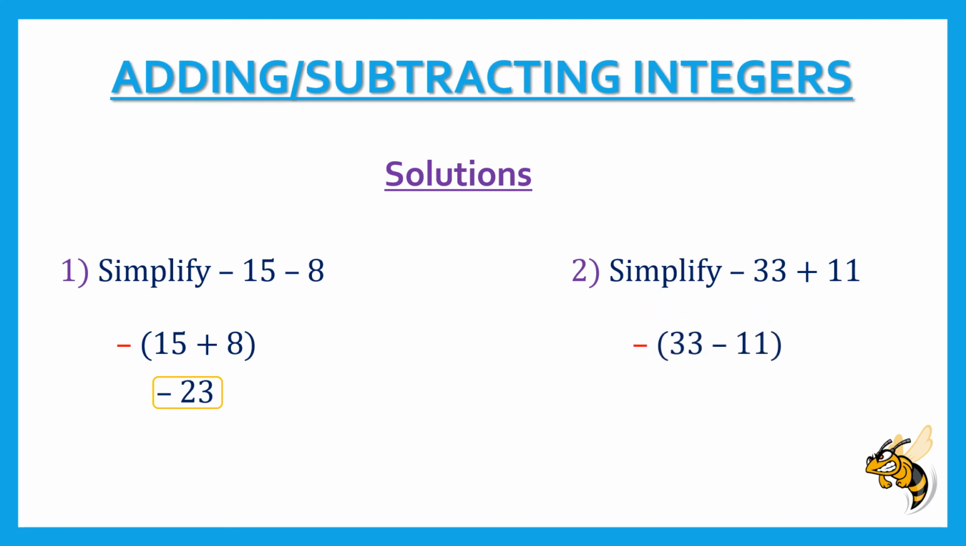In the second case, the absolute value of negative 33 is greater than the absolute value of 11. So therefore, my answer will be negative, and it's 33 minus 11, which is going to end up being negative 22.